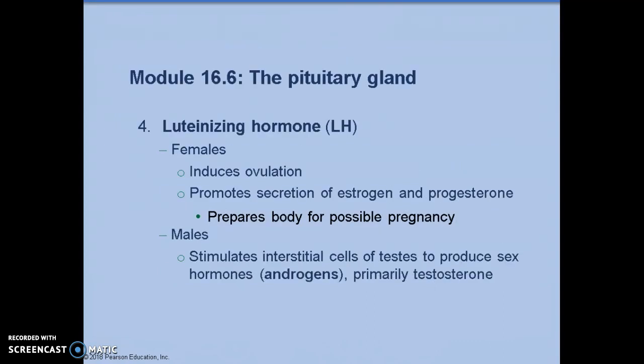LH, luteinizing hormone, induces ovulation, and also promotes secretion of female hormones and prepares the body for pregnancy. In males, because they do not ovulate, it stimulates cells within the testes called interstitial cells to produce testosterone. And that testosterone is critical for proper sperm development.